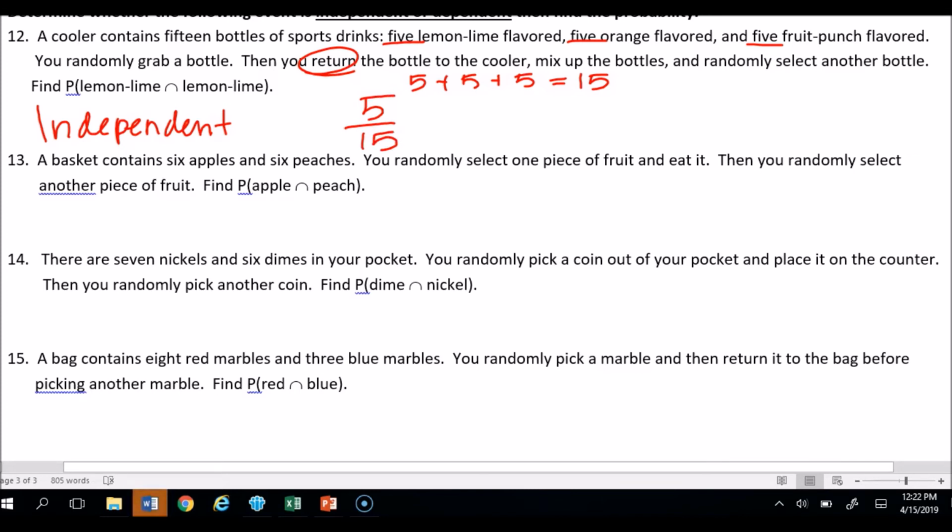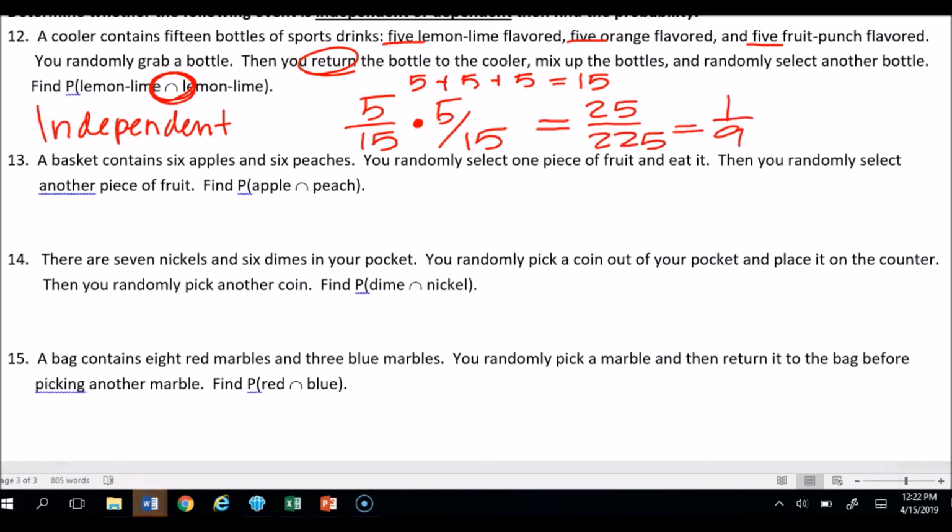So we're going to multiply 5 over 15 times 5 over 15. And the reason this is a multiplication problem is because it's an AND statement. And that's that symbol right there. That's our AND symbol. So we're going to multiply across the top and across the bottom. So when we multiply across the top, we get 25. Multiply across the bottom, we get 225. And when we reduce that, it's going to come down to 1/9.